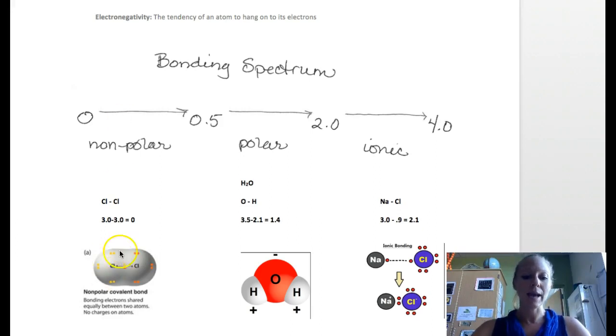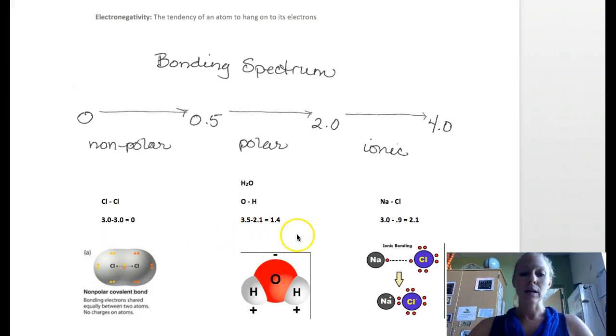If you look at the chlorine and the chlorine, their electronegativities are exactly the same, and so they're going to hang on to those valence electrons equally tight. So those electrons are going to be shared equally. They're going to be spending the same amount of time around either of the chlorines, and so it's equal sharing.